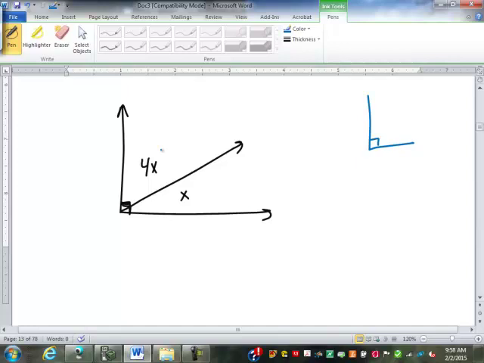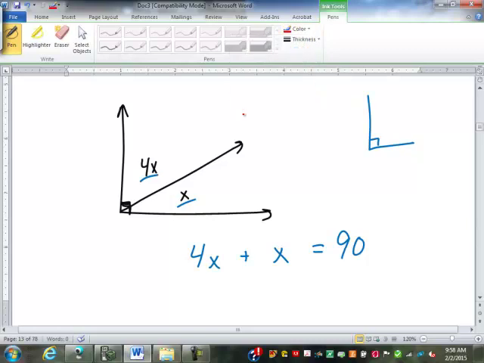So anyway, what's the relationship between these two angles here? They have to equal 90. Yeah, they're complements. They have to add up to 90 degrees. So 4x plus x equals 90 degrees.